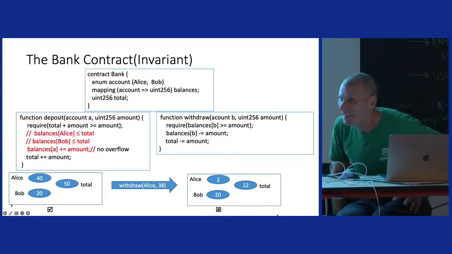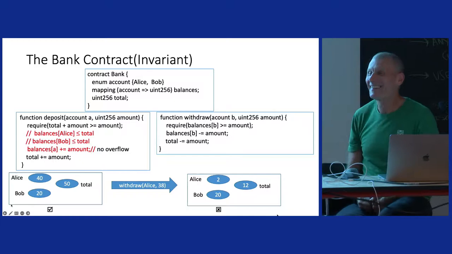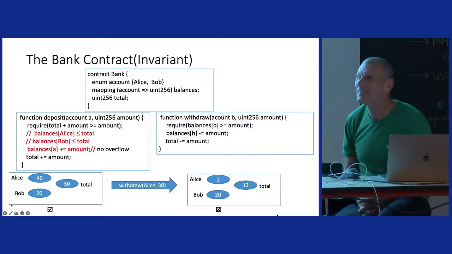So we have to add another property that says that the total is the sum of the current balances. Yep. Excellent. What's your name? Eugene. Eugenio. Yeah, Eugene. Thank you, Eugene. So Eugene is helping us.